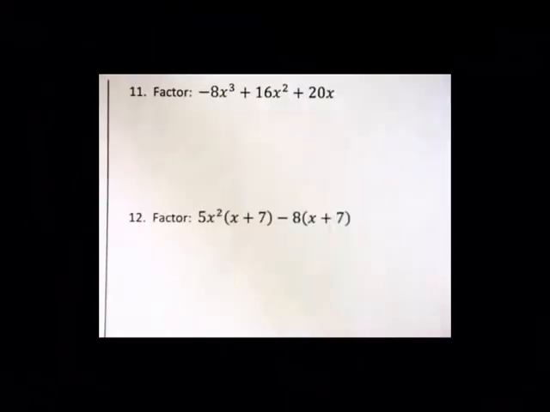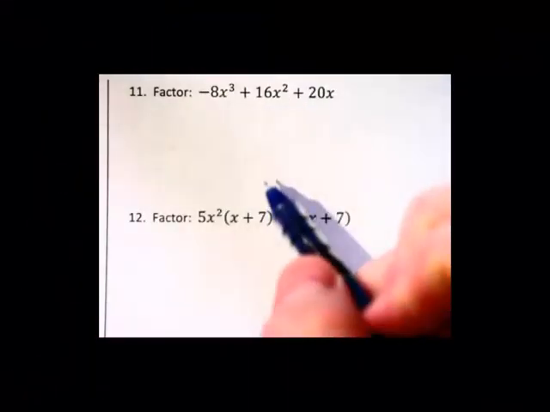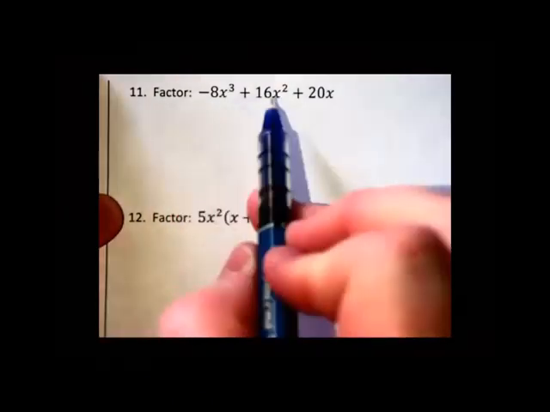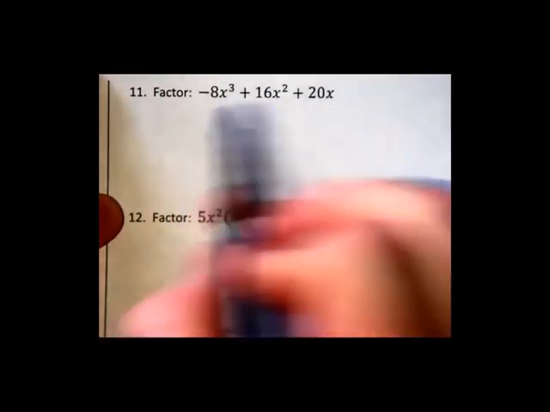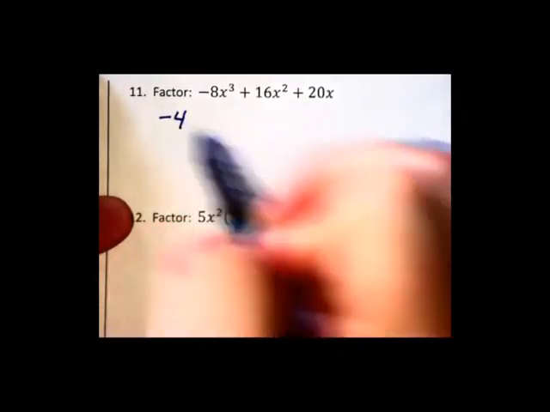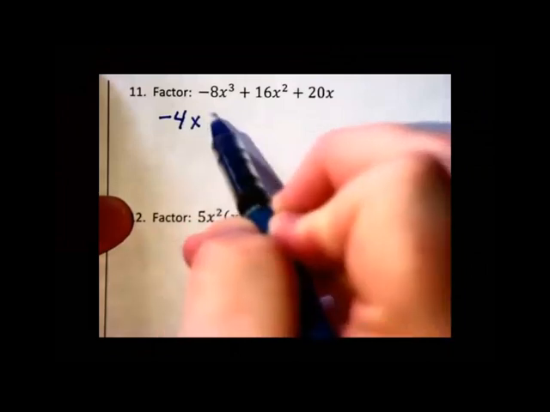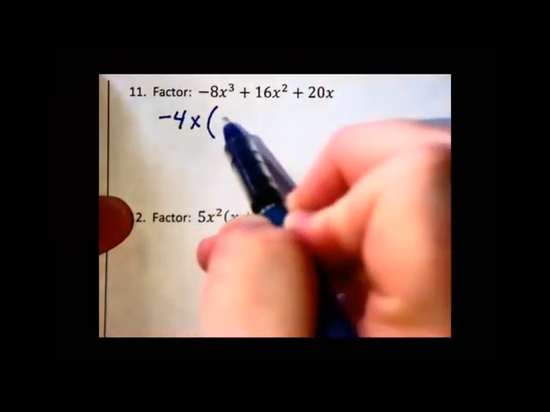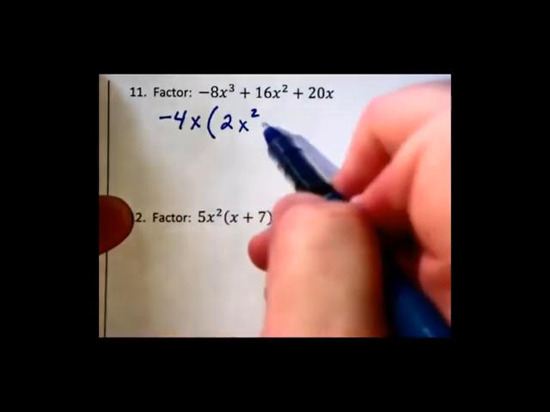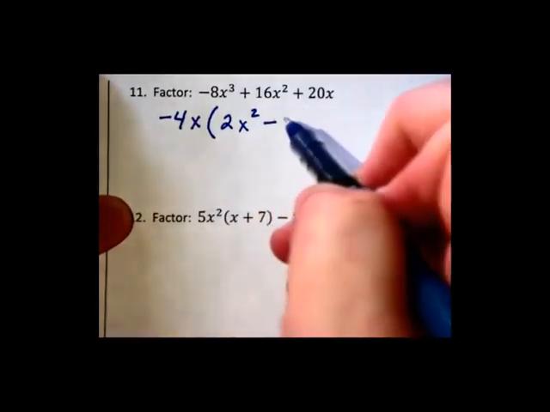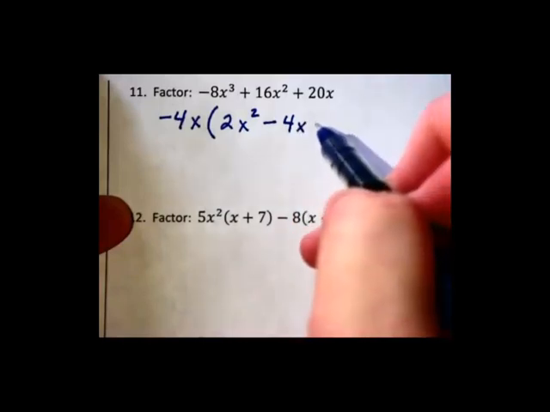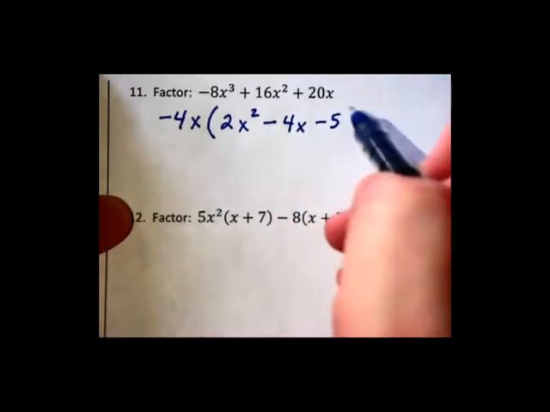First question we always ask is, can we take out a GCF? We also notice a negative out front. We see a lot of evenness. 4 goes into all three terms. So I'm going to factor out a negative 4 as well as an x. Dividing that out leaves me with 2x squared minus, watch the signs, minus 4x followed by minus 5.